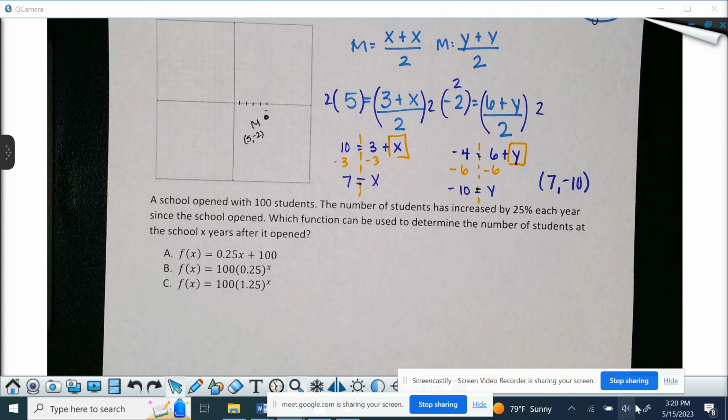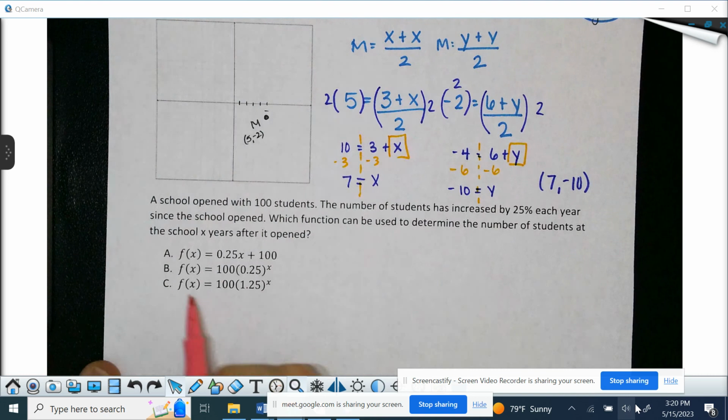I'll give you a minute to look at it and you give me your best guess, and then we'll discuss it. Anybody else? Got a good guess? Good. It is C. Awesome.